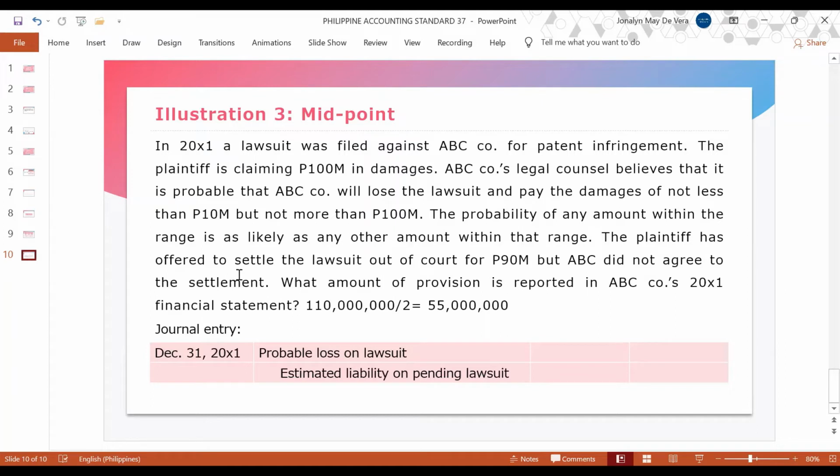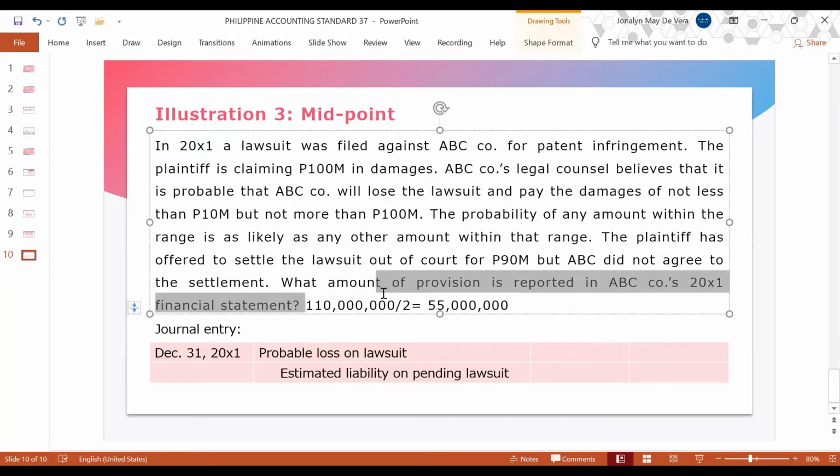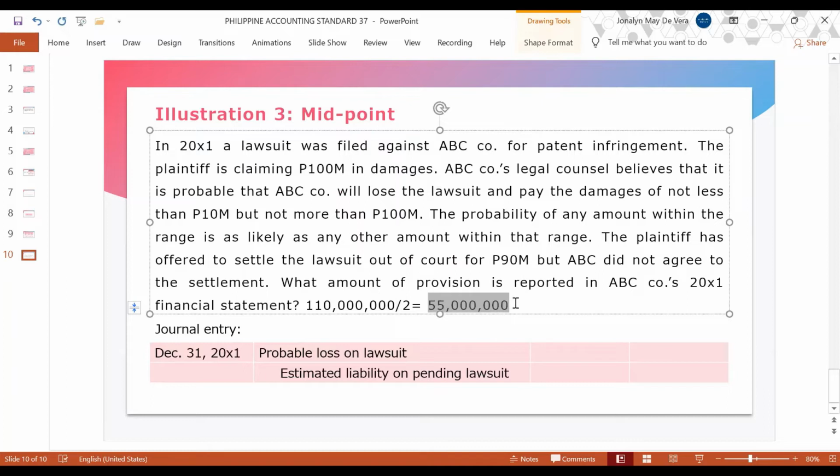So to get the provision, using the midpoint approach, we are going to get the highest amount plus the lowest amount in the range, then divided by 2. So the highest amount is 100 million and the lowest amount is 10 million. When we add that, we will get 110 million. Then we divide it by 2 and we will get 55 million. So this 55 million is the amount of the provision.